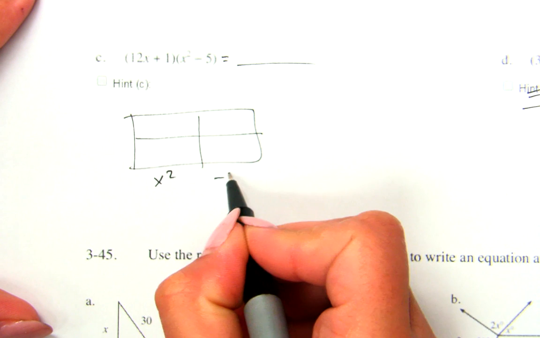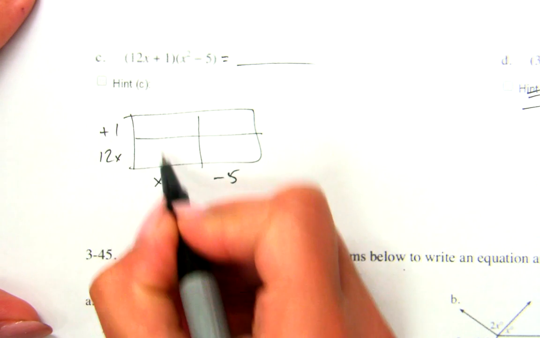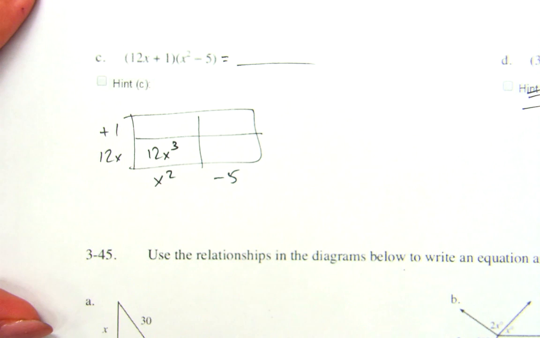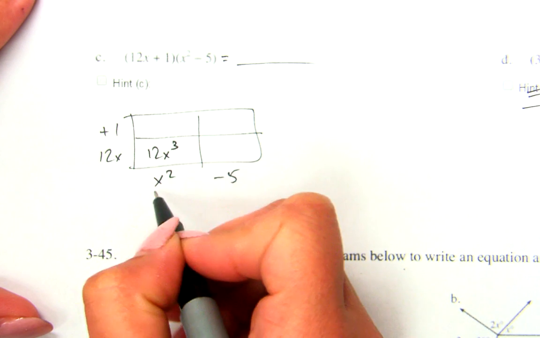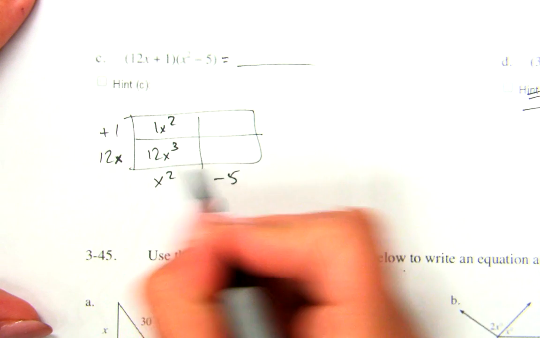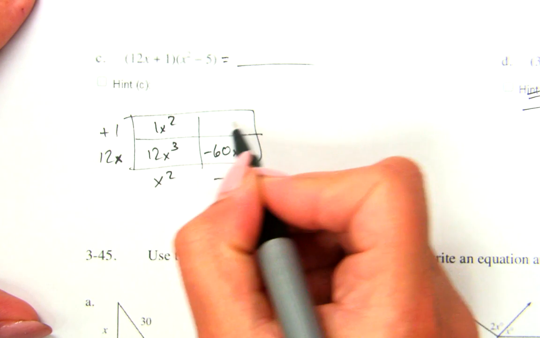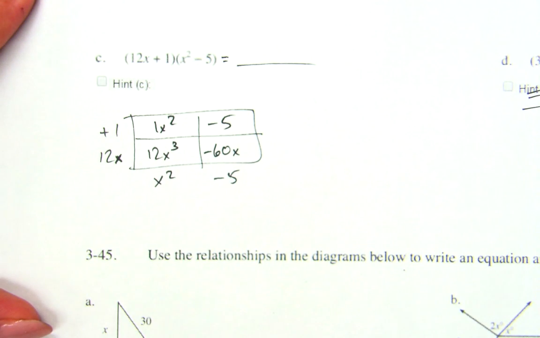We have x squared minus 5, and I have 12x plus 1. This is going to be 12x to the third power, right? I hope you understand that part. You're multiplying. Okay, this is going to be 1x squared. This is going to be negative 60x. And this is going to be negative 5.